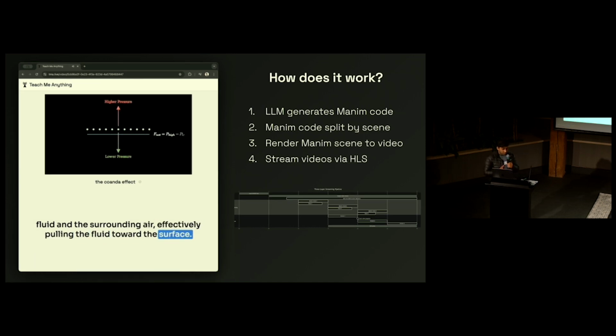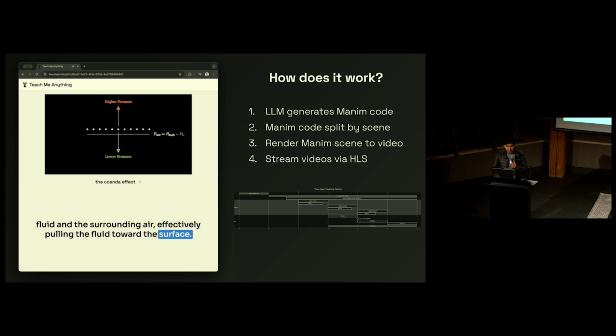So the way it works is basically an LLM is generating Manim code from my prompt. The Manim code ends up being split up scene by scene, and then it is rendered to a video and streamed via HLS. The hardest part in all of this was definitely getting it to work reliably and quickly. The first version of this I built in just a day, but the Manim code would only successfully compile like a third of the time.